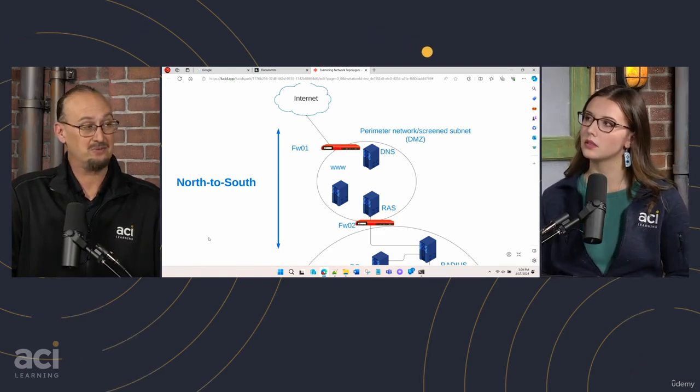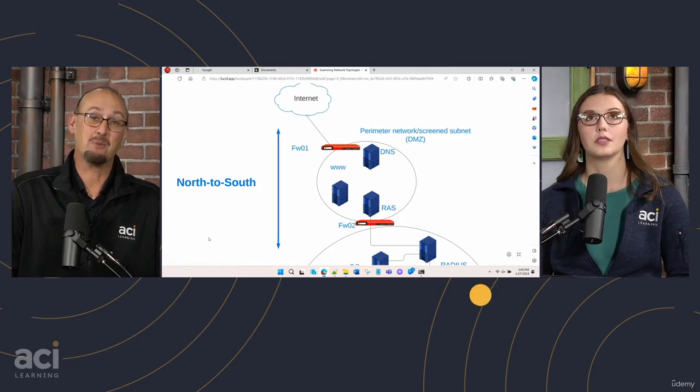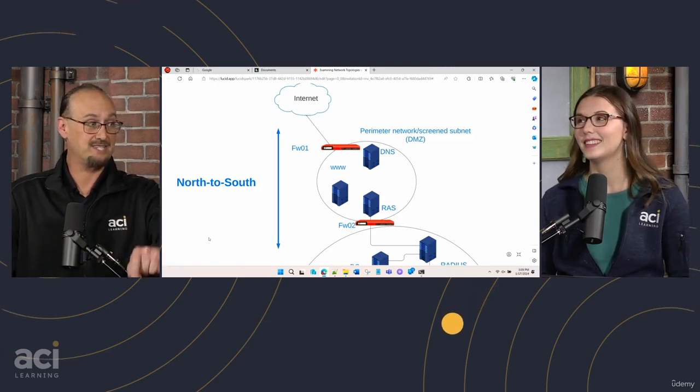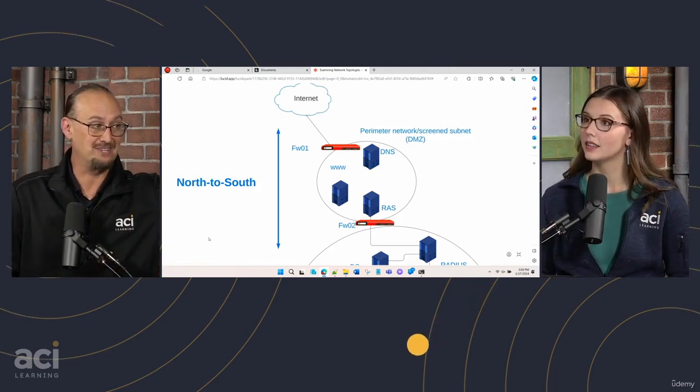How about a pivot? What is a pivot? Oh, gosh. All right. So a pivot is where you have compromised a system and now you're going to pivot laterally somewhere else within the system.